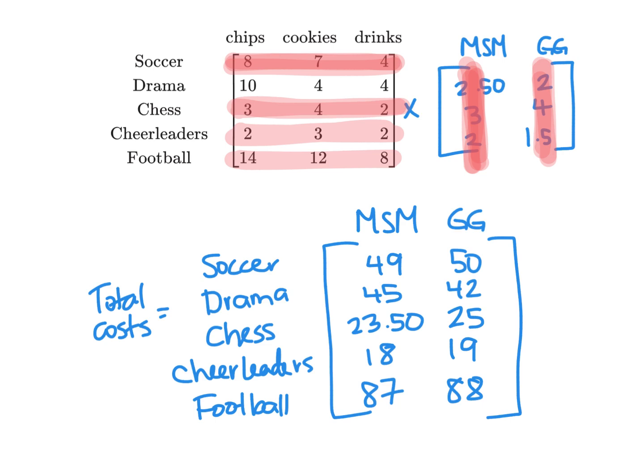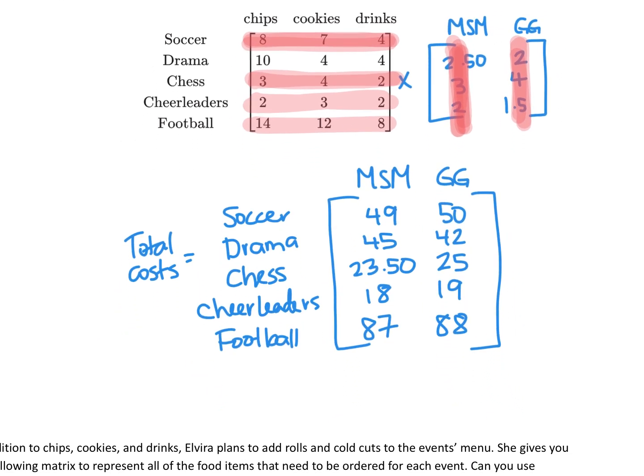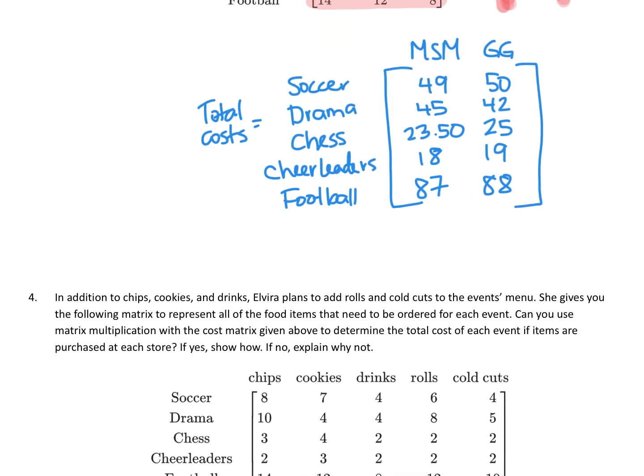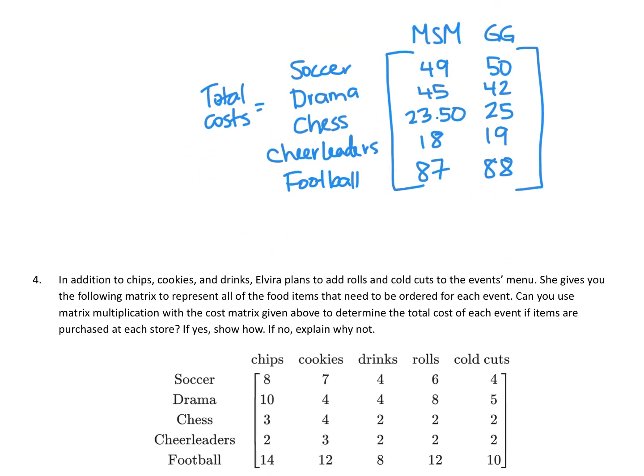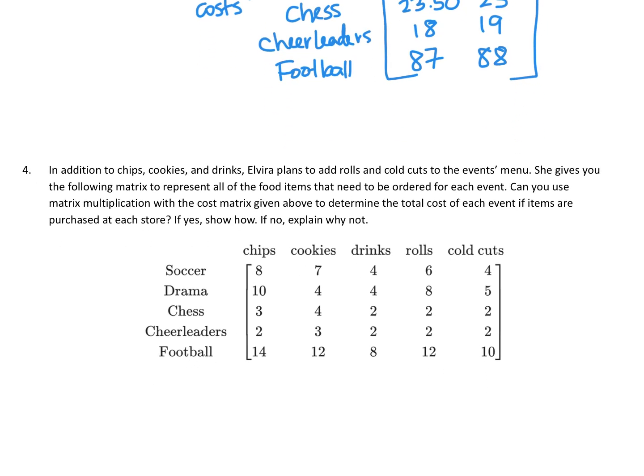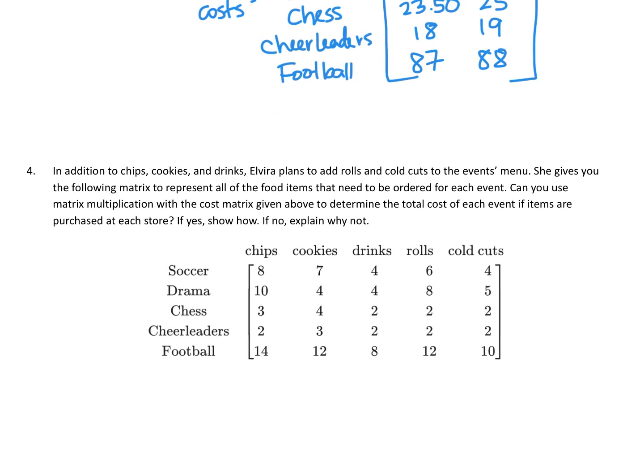We had the cost of chips, the cost of cookies, the cost of drinks at both Main Street Market and Grandpa's Grocery. All right, so that looks good. Let's try another one. In addition to chips, cookies, and drinks, Elvira plans to add rolls and coconuts to the events menu. She gives you the following matrix to represent all of the food items that need to be ordered for each event. Can you use matrix multiplication with the cost matrix given above?